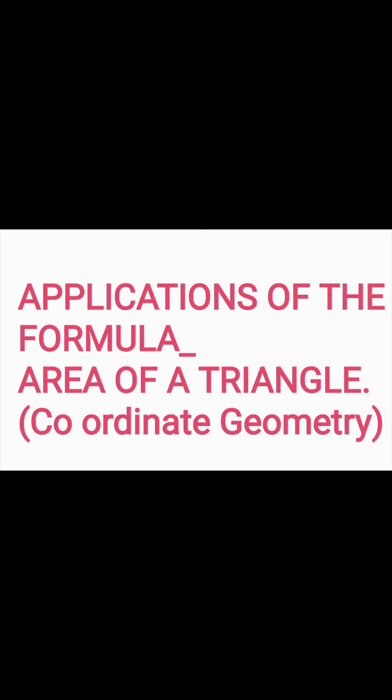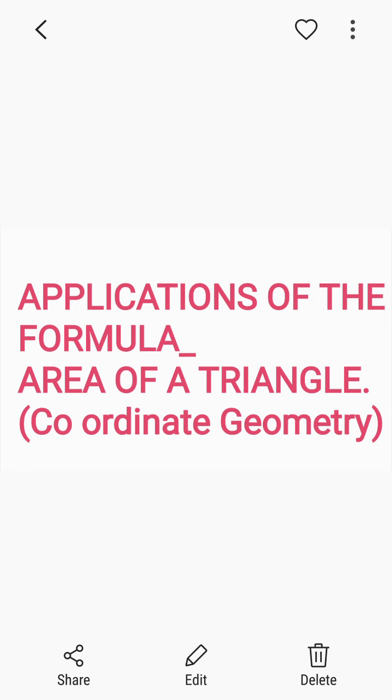Good morning, children. We have already studied a formula for finding the area of a triangle. The formula is: if (x1, y1), (x2, y2) and (x3, y3) are the coordinates of the vertices of a triangle, then the area of the triangle is given by the formula area equal to half of x1 into (y2 minus y3) plus x2 into (y3 minus y1) plus x3 into (y1 minus y2). And we have also done problems related with this formula.